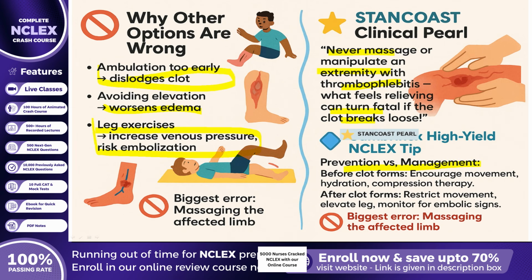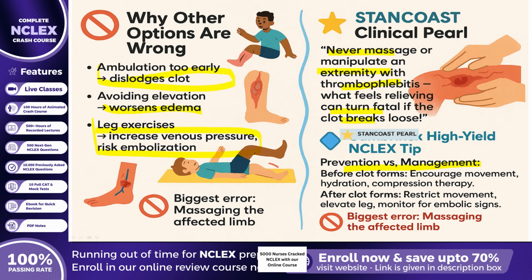While exercises, ambulation, and hydration help prevent thrombosis, in confirmed thrombophlebitis, nursing care focuses on restricting activity, elevating the leg, and closely monitoring for embolic symptoms. The most dangerous nursing error in this condition is massaging the affected limb.